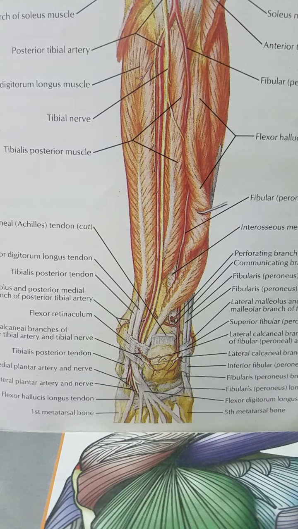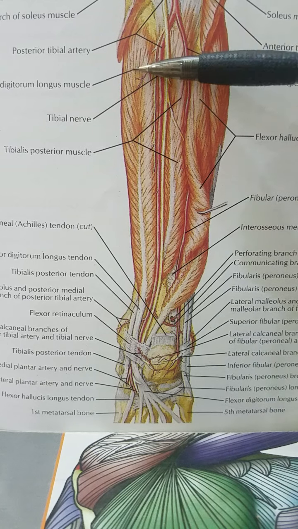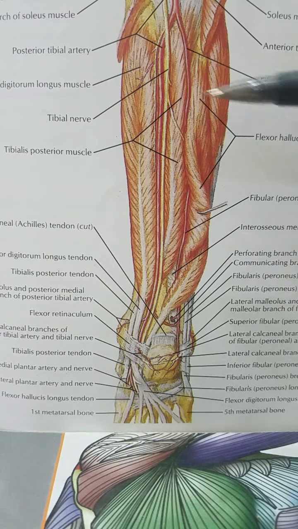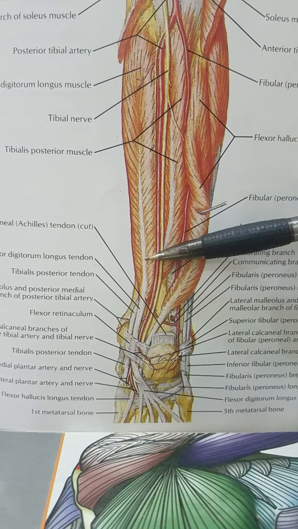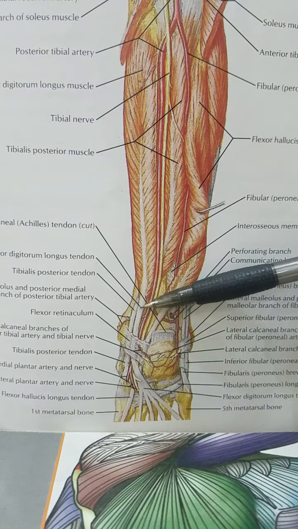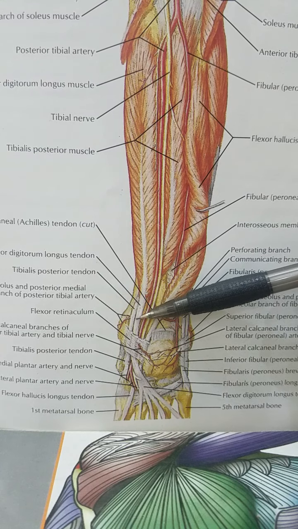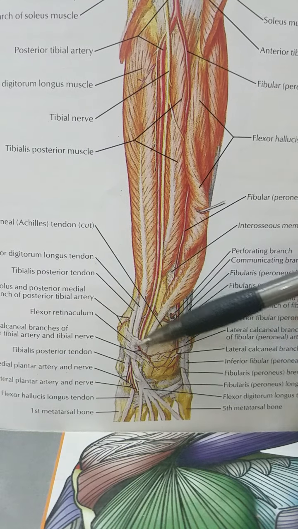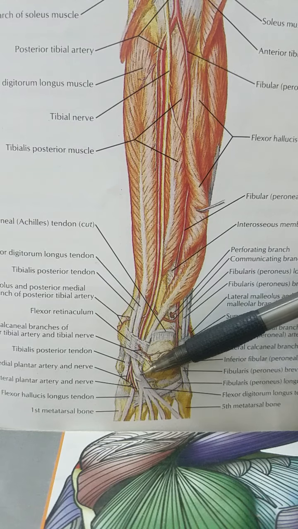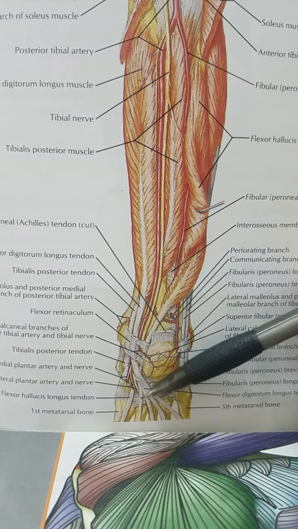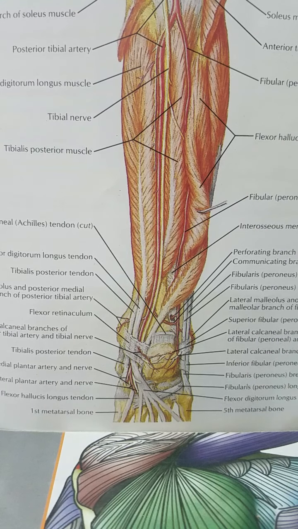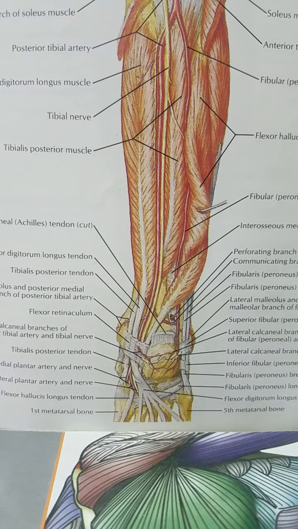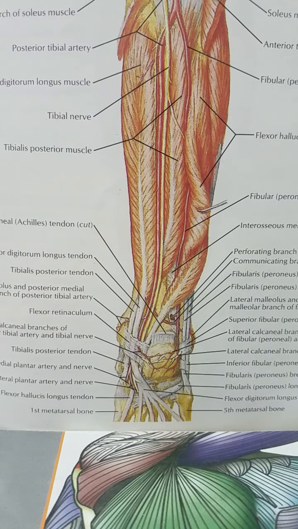So here you can see the Flexor Digitorum Longus muscle, right? So this was the Flexor Hallucis Longus. This is the Flexor Digitorum Longus. And this is the tendon of the Flexor Digitorum Longus, and it passes underneath the flexor retinaculum here, and then here you can see that it is splitting up into 4 tendons, right? And these 4 tendons would then get inserted into the distal phalanges of the lateral 4 digits.